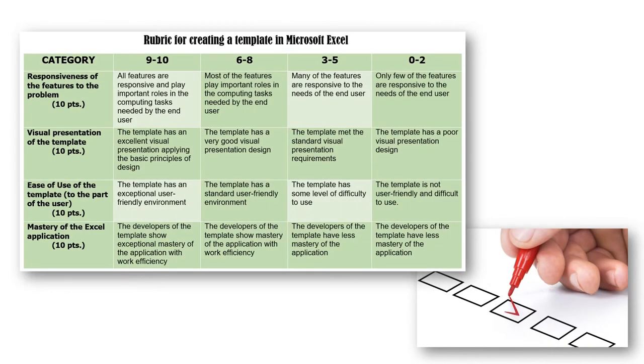This is the rubric for creating a template in Microsoft Excel, which is 40 points. The categories are responsiveness of the features to the problem, that's 10 points. The visual presentation of the template, that's 10 points. Ease of use of the template on the part of the user, that's 10 points. And the mastery of the Excel application, 10 points. I hope you will be guided by this rubric in working on your activity about Microsoft Excel templates.